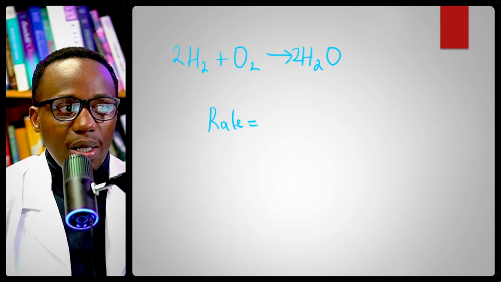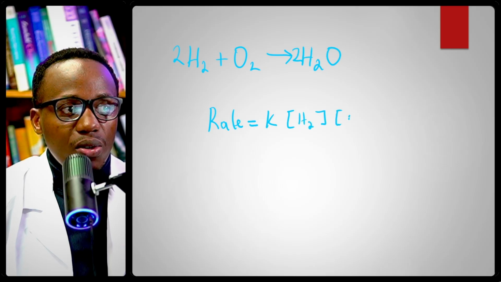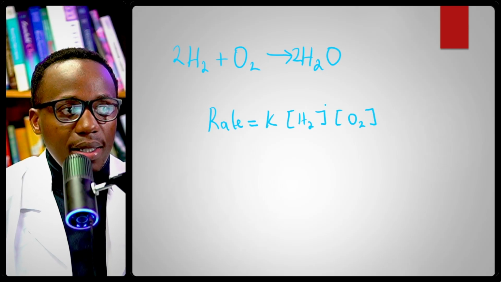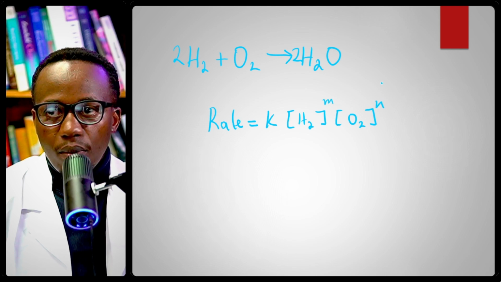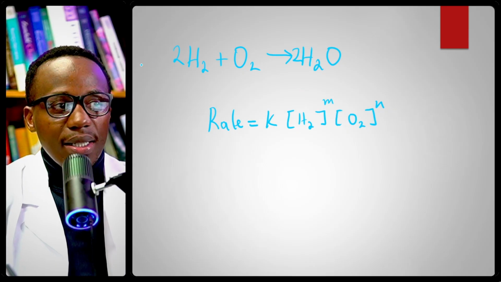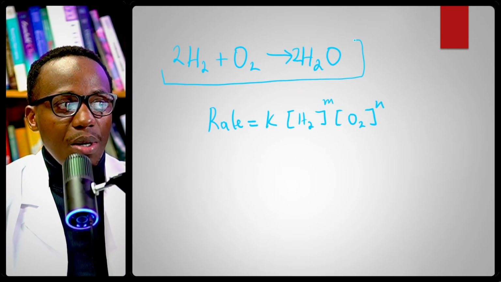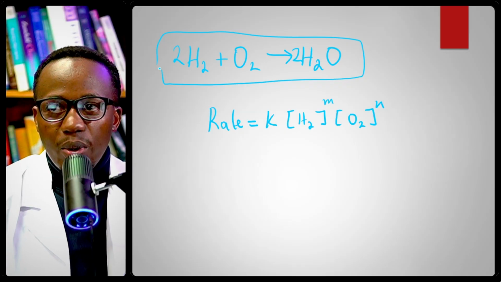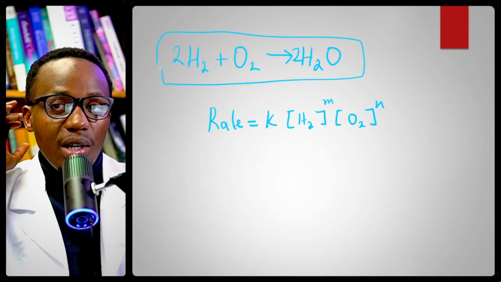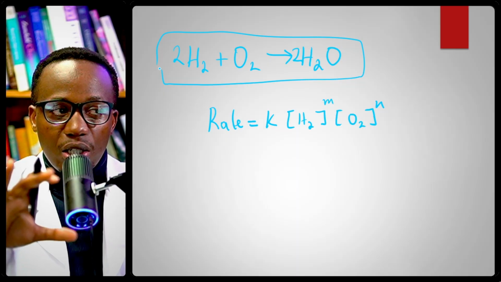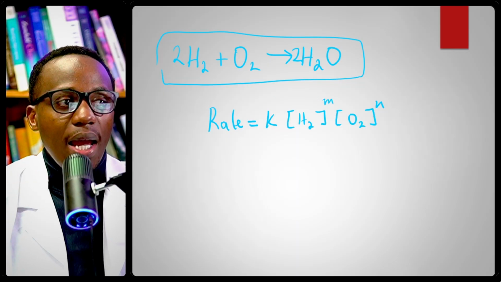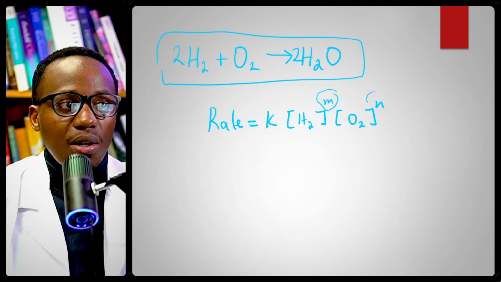The rate law is going to tell me that rate is equal to k, which is the rate constant, times the concentration of H2, times the concentration of O2, and then the exponents will be A, B, or m or n. We cannot get m or n from here. We cannot get it from coefficients. How do we get it? Usually we get it from experimentation or calculations. So m and n will be our rate orders.